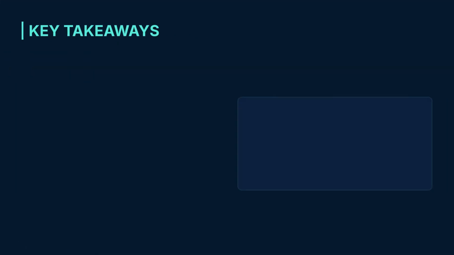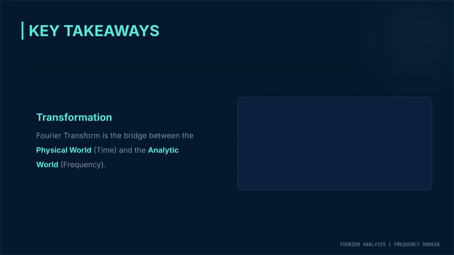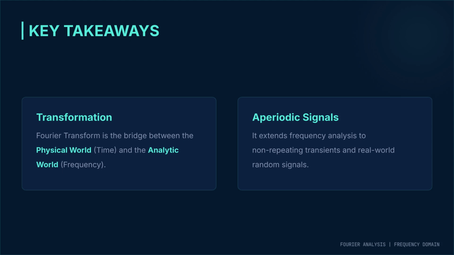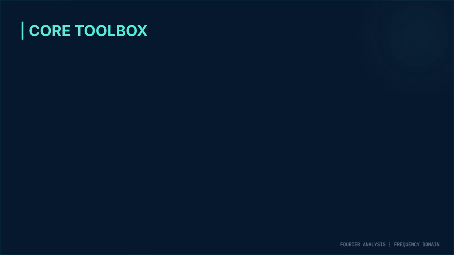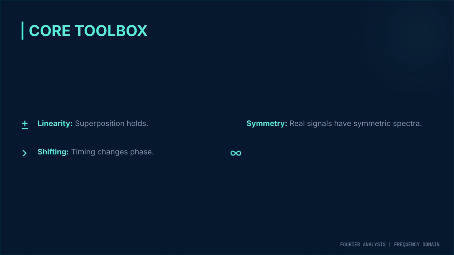The key takeaway is that the Fourier transform is the bridge between the physical world of time and the analytic world of frequency. It successfully extends frequency analysis to non-repeating transients and real-world signals. We explored the core toolbox: linearity, where superposition holds; symmetry, where real signals have symmetric spectra; shifting, where timing changes phase; and the Dirichlet conditions, which define the limits of valid analysis.